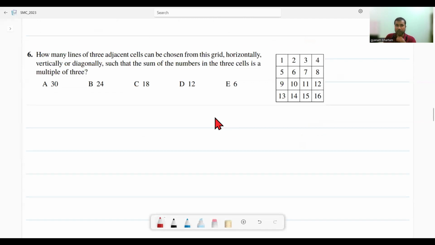Next question. How many lines of 3 adjacent cells can be chosen from the grid horizontally, vertically and diagonally such that the sum of the numbers in the 3 cells is a multiple of 3? So everything is written in consecutive order. Okay, 1, 2, 3, 4, 5, 6. And you have to count 3 adjacent.